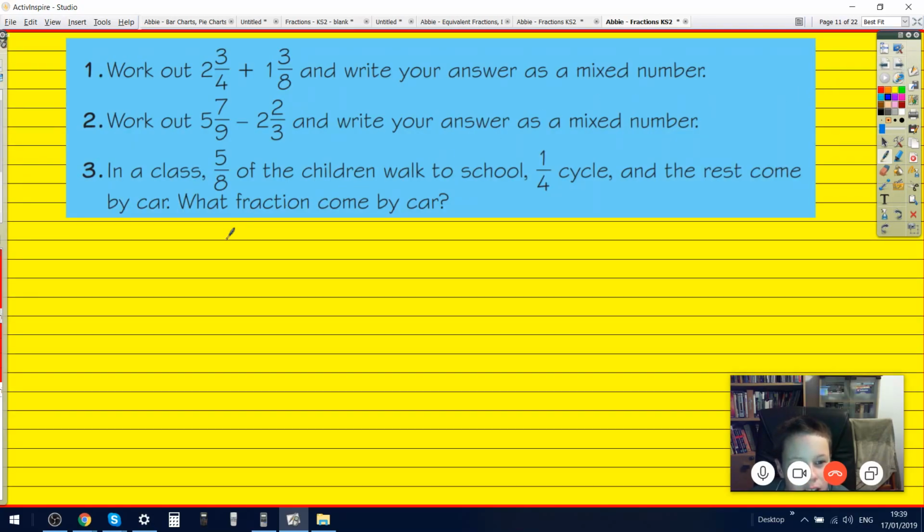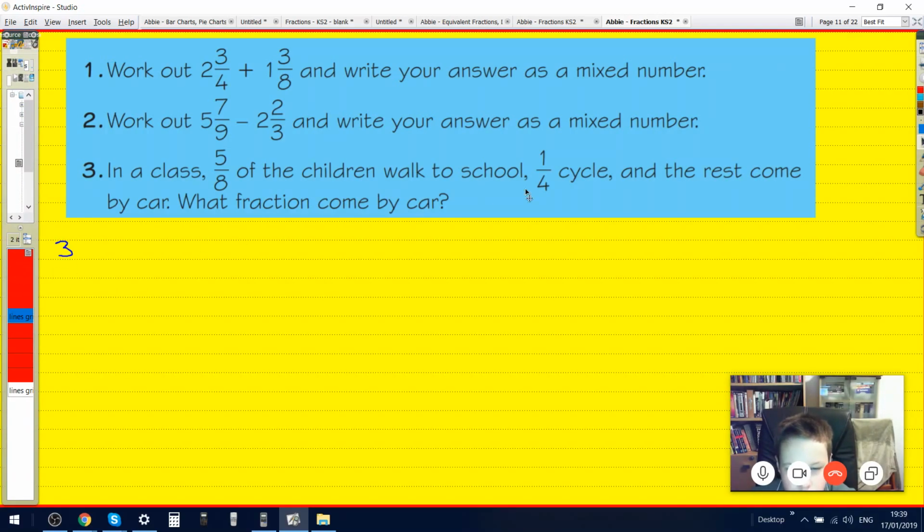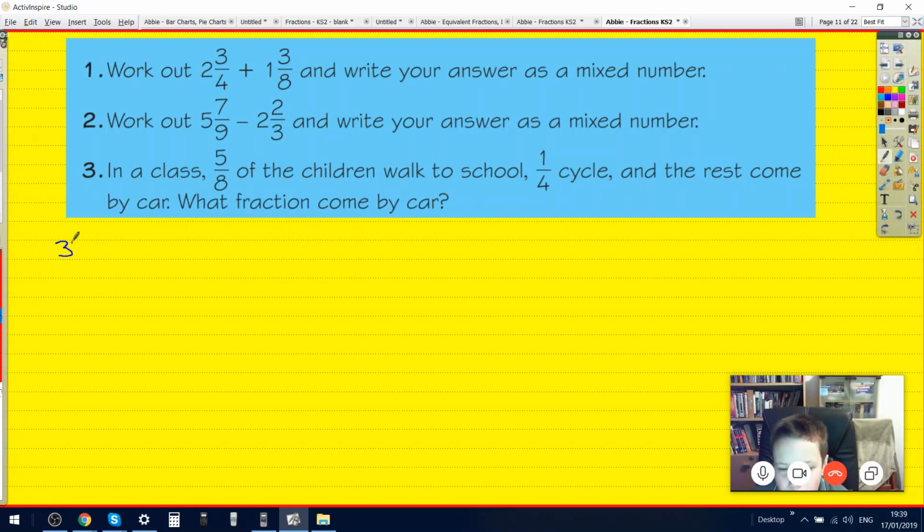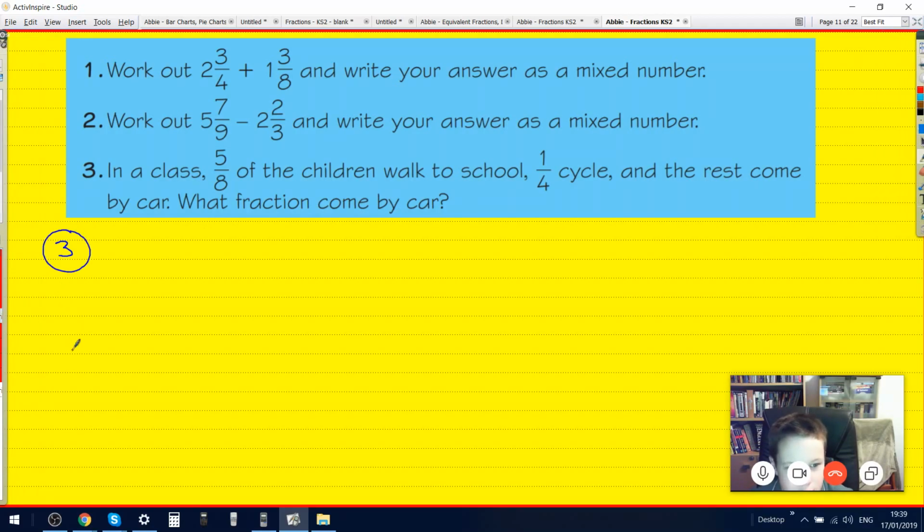Let's do question 3. In a class, 5/8 of the children walk to school, 1/4 cycle, and the rest come by car. What fraction come by car? So we would need to make the denominators the same.